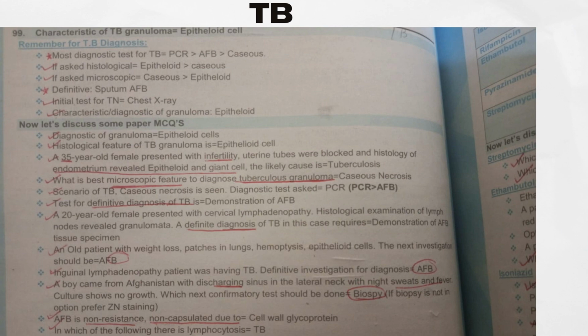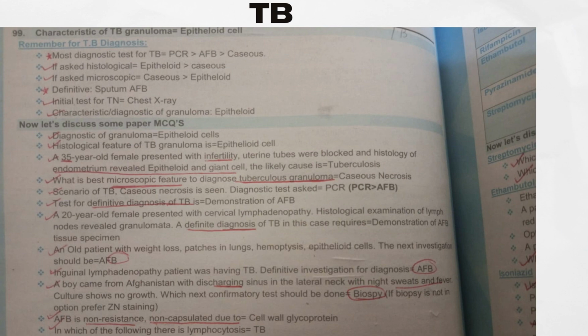For example, there are MCQs. Scenario of TB is given, caseous necrosis seen. The diagnostic test is going to be PCR. Test for definitive diagnosis of TB is demonstration of AFB. A 20-year-old female presented with cervical lymphadenopathy. Histological examination of the lymph node revealed granulomata. Definitive diagnosis of TB is demonstration of AFB in tissue specimen. An old patient with weight loss, patches in lungs, hemoptysis, epithelioid cells. The next investigation should be AFB.